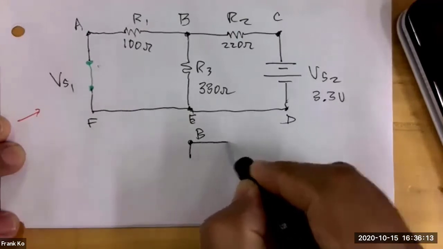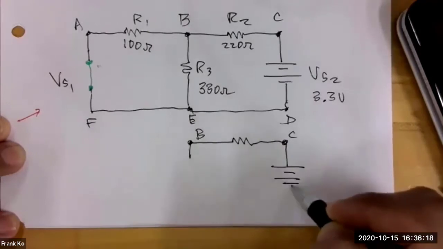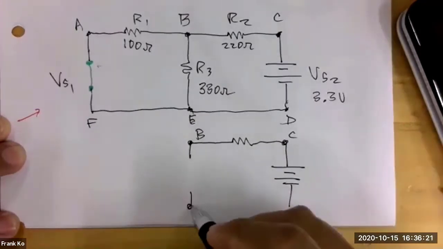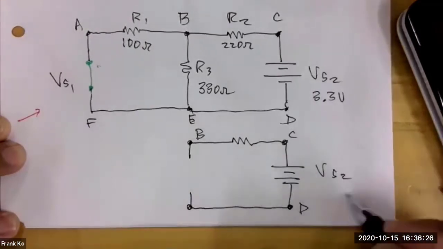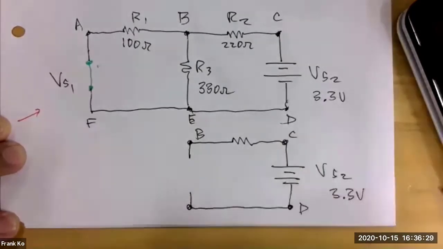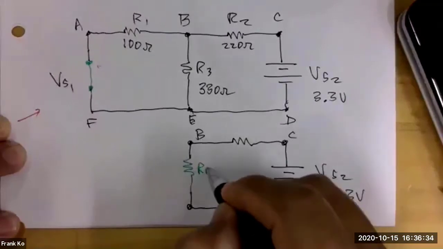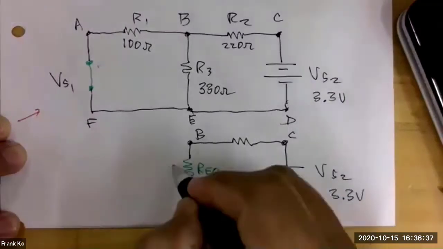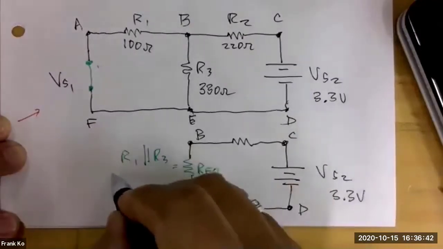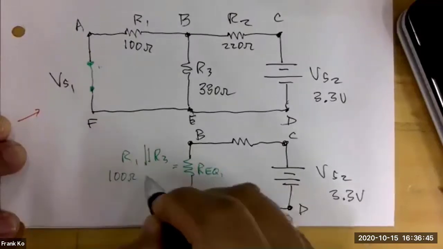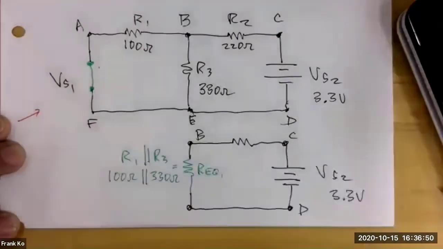Here is C, and we have this guy here to here, D, and this is VS2, 3.3 volts, and this will be a single equivalent resistance. We'll call this REQ1, and this is equal to R1 in parallel with R3, meaning here I have a 100 ohm in parallel with a 330 ohms.